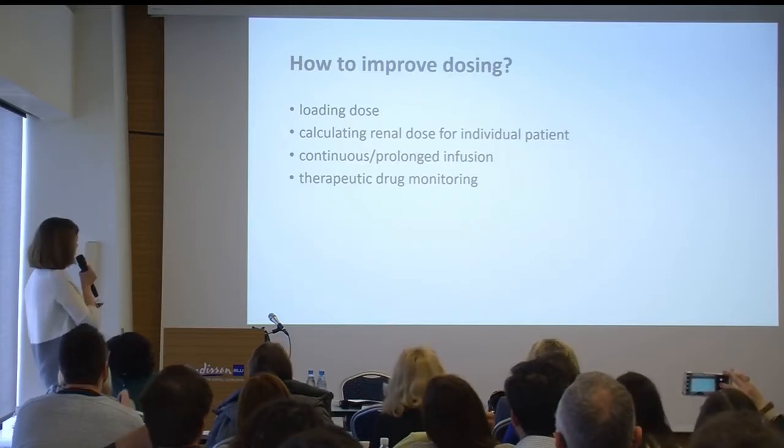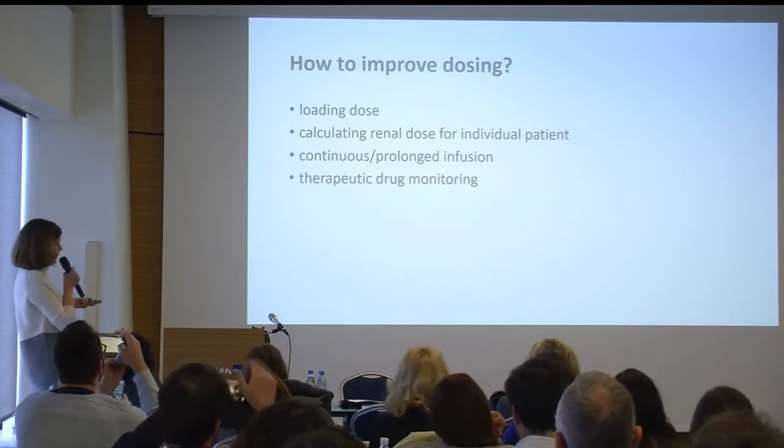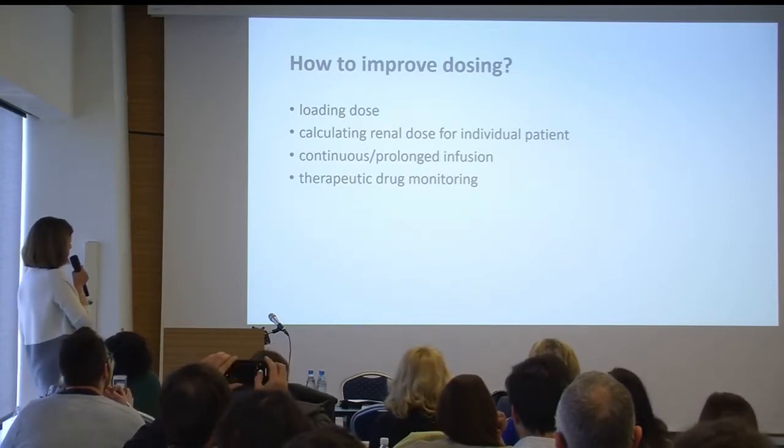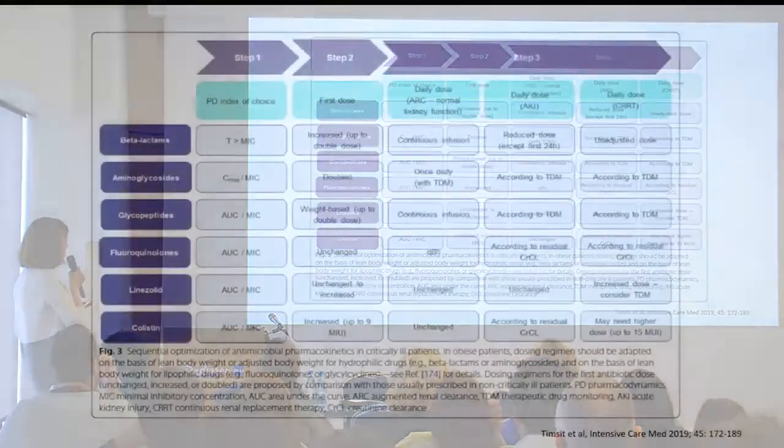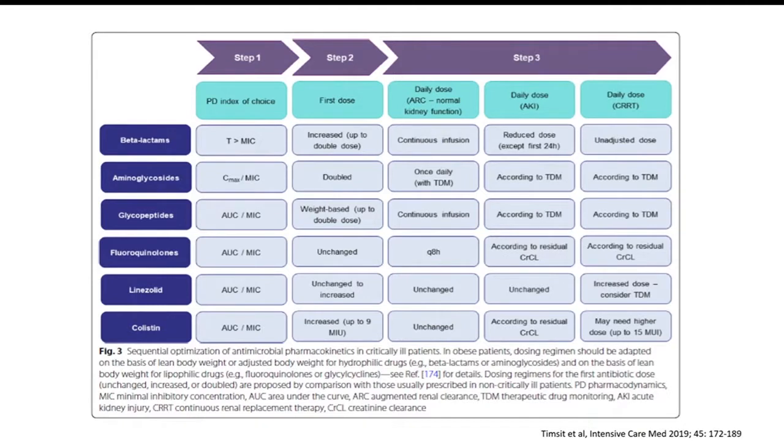So how can we improve this? By adding loading dose, calculating renal dose for individual patients, by using continuous or prolonged infusion, and by therapeutic drug monitoring. So this is one of the suggested approaches in patients who are septic and critically ill. I'm not going to spend a lot of time on this. The doubling of the dose is recommended mainly in beta-lactams and in glycopeptides, and then for aminoglycosides, and the therapeutic drug monitoring for now recommended for aminoglycosides and fluoroquinolones.